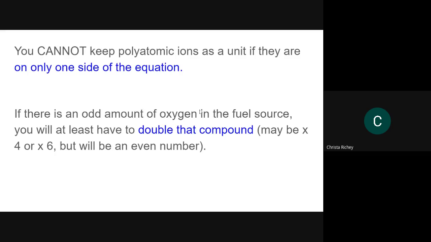When you have a combustion, if you have oxygen in your fuel source, in your hydrocarbon, your CH, whatever, if it's one oxygen by itself, or if there's 3 oxygens, if it's odd, 1, 3, 5, 7, 9, whatever, more often than not, you can start by doubling that compound. It might have to be times 4 or times 6 or times 8, but you can make an odd number even because we multiply by an even number, but you can't make an even number odd because there is no such thing as division with balancing. These coefficients, the numbers in the front, all they do is multiply.